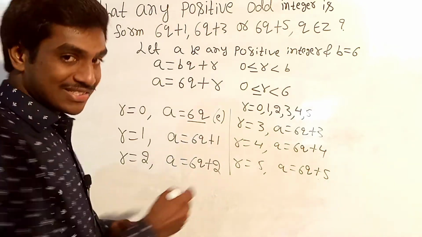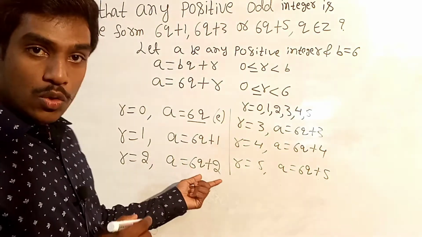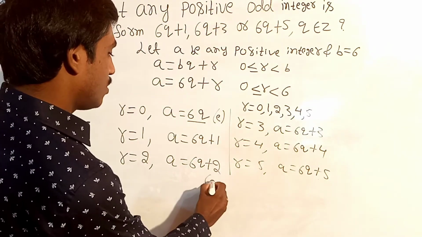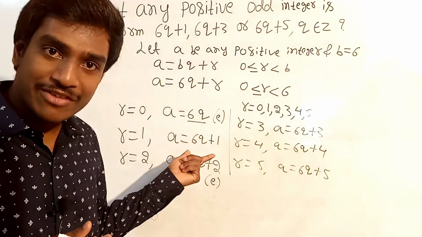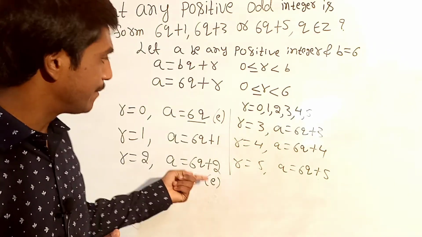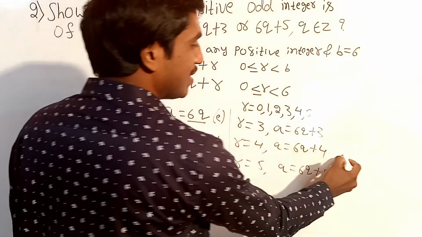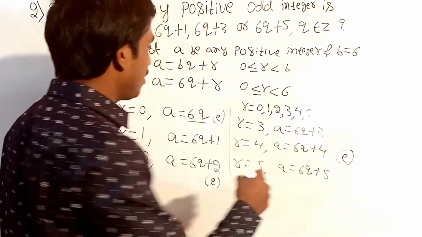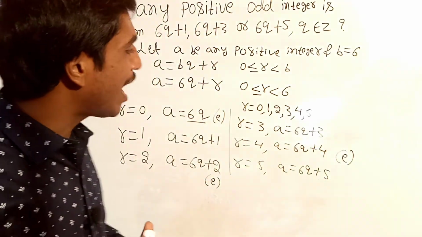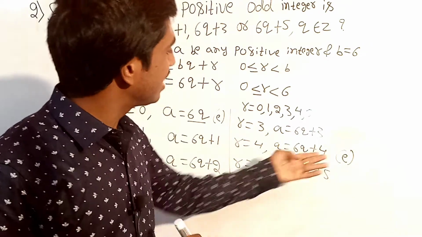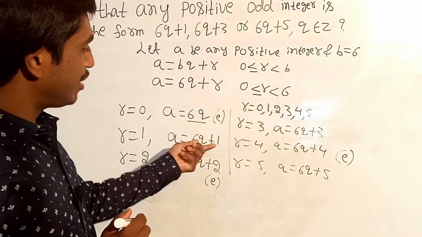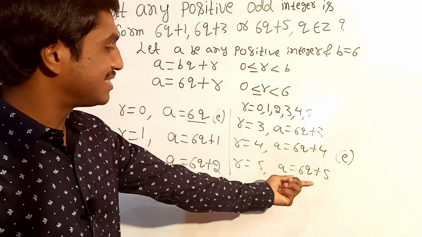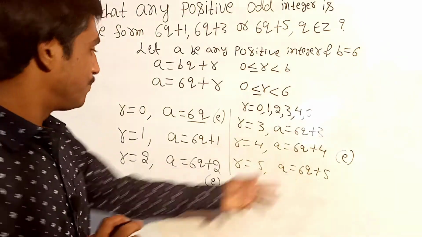Also 6q plus 2 is an even number. Again 6q is an even number, and if you add 2 to any even number, then that is also an even number. And 6q plus 4 is also an even number. If 6q is an even number, and you add 4 to any even number, then that is also an even number. Now we will consider 6q plus 1, 6q plus 3 and 6q plus 5.